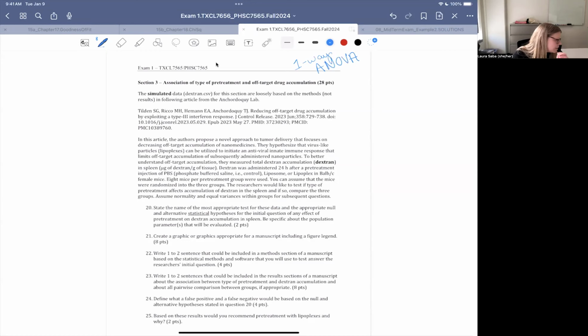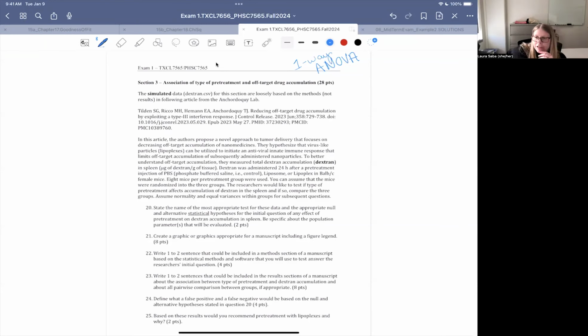For null and alternative hypothesis, a lot of people showed me all the pairwise comparisons, which is fine, which is completely accurate, for the alternative hypothesis that at least one of them is different. Right?